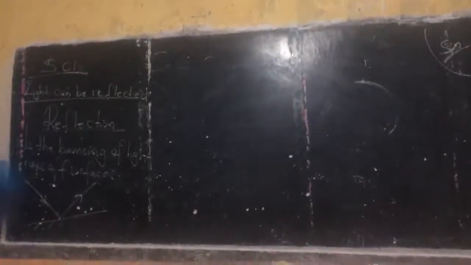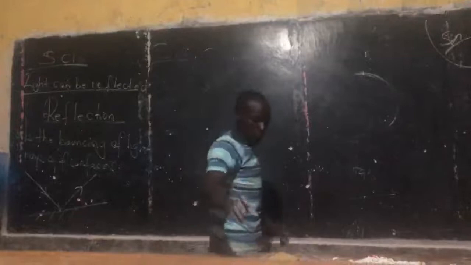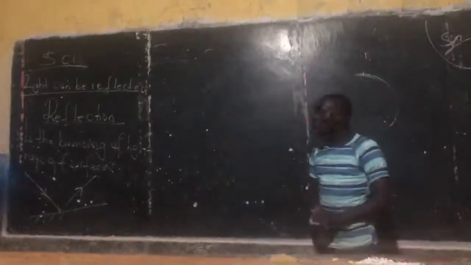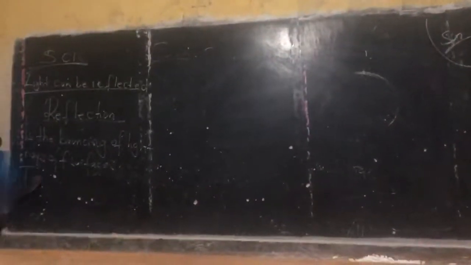So a light ray comes. It hits the surface and it bounces, like a ball that comes back. It hits and comes back like that. To write: reflection is the bouncing of light rays off surfaces.